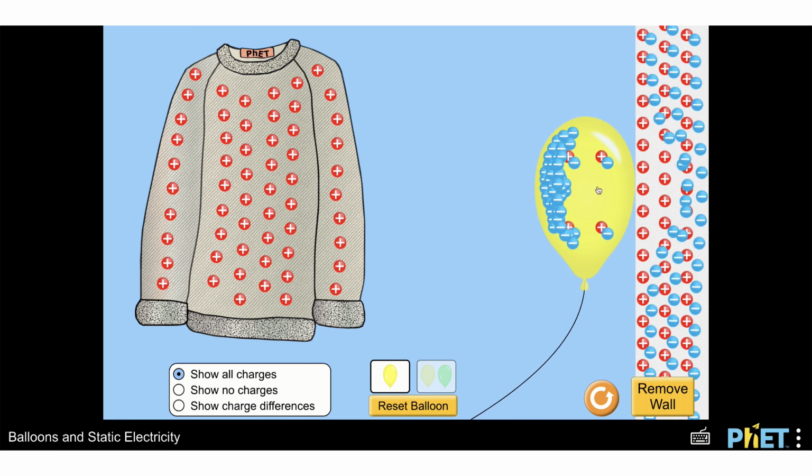In our actual demo, we saw the balloon fall while sticking to the whiteboard. This is because of gravity, which the simulation is not factoring in.